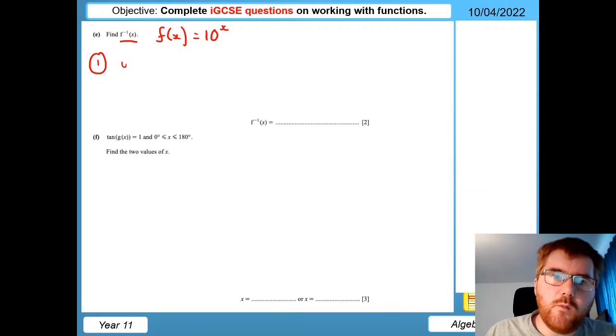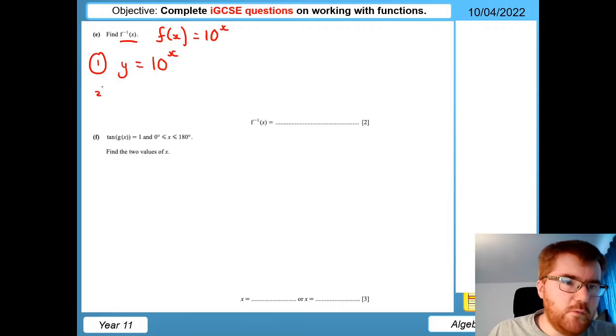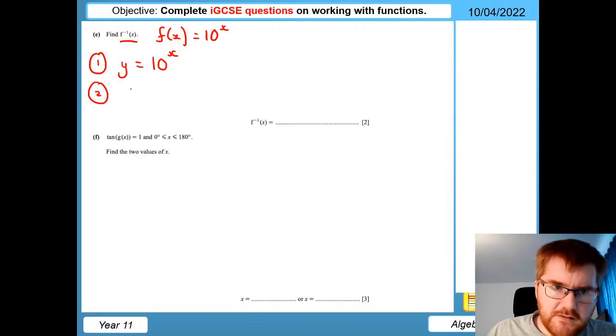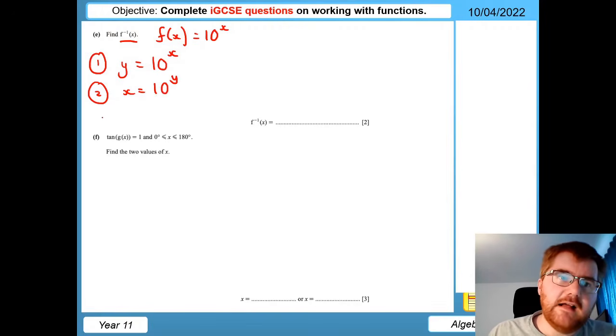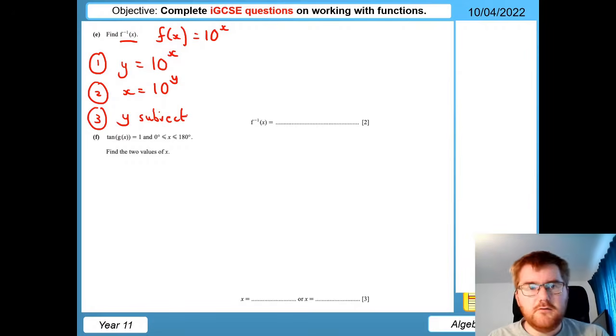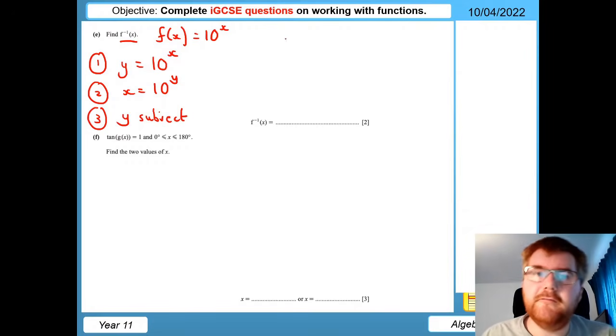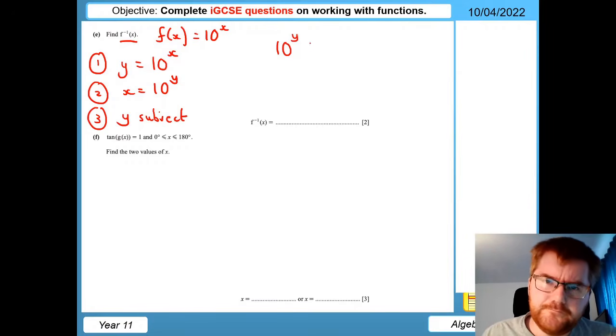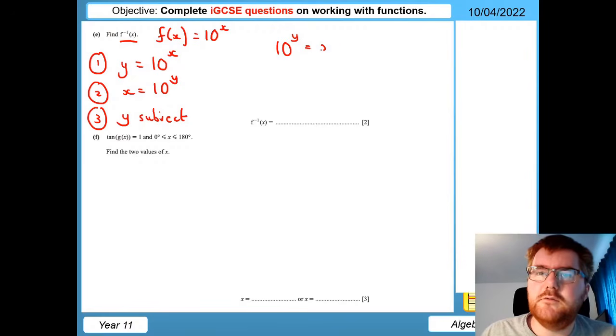So first of all, we make y equal to 10 to the power of x. Number 2, we switch them over. So we get x is equal to 10 to the power of y. And now we need to make y the subject. And yeah, this is not so straightforward to do on the surface. First of all, I'm going to flip it over this time. So 10 to the power of y is equal to x.